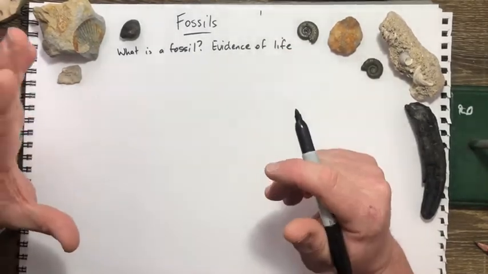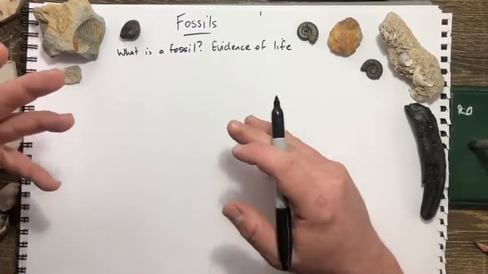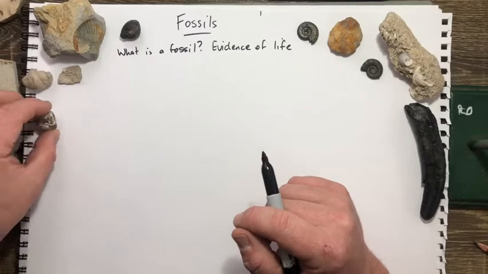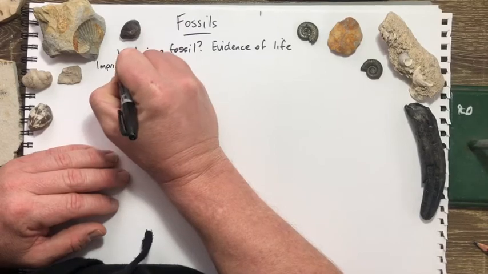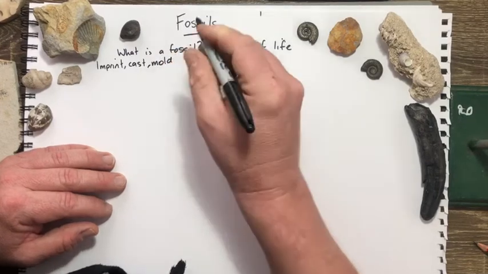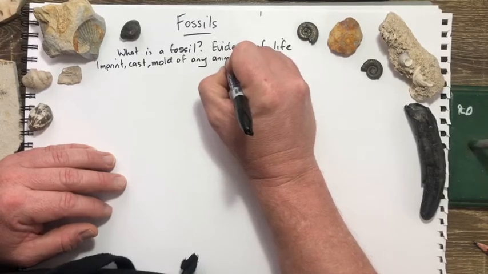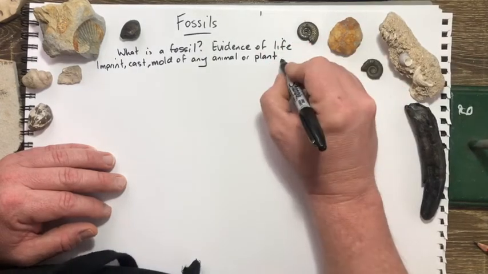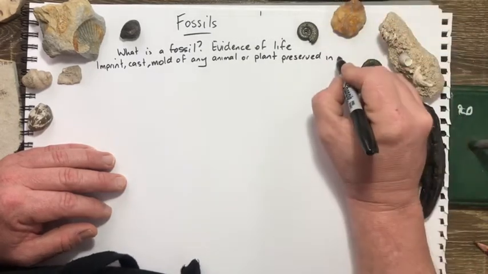See, a fossil can be anything. It can be an imprint, a cast, or a mold of any animal or any plant that's preserved in rock. And I'm surrounded here by evidence of life that is preserved in stone. So let's write that down. It's an imprint, a cast, or a mold of any animal or plant preserved in rock.